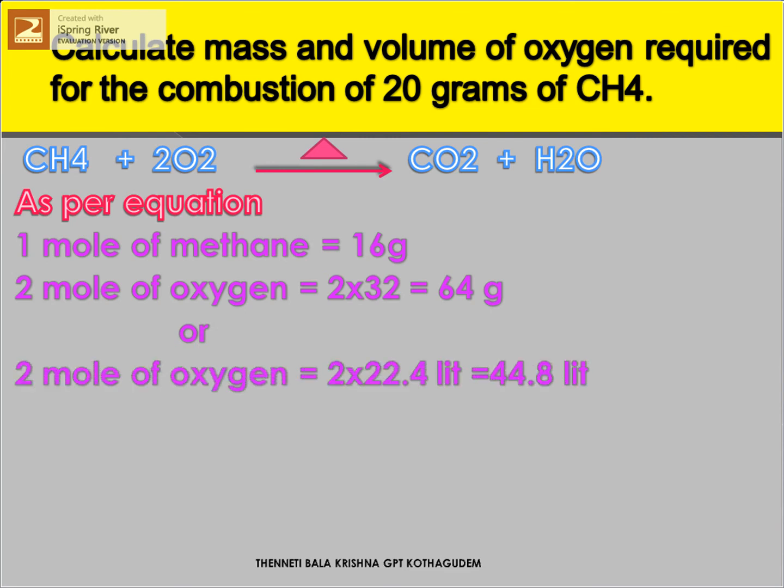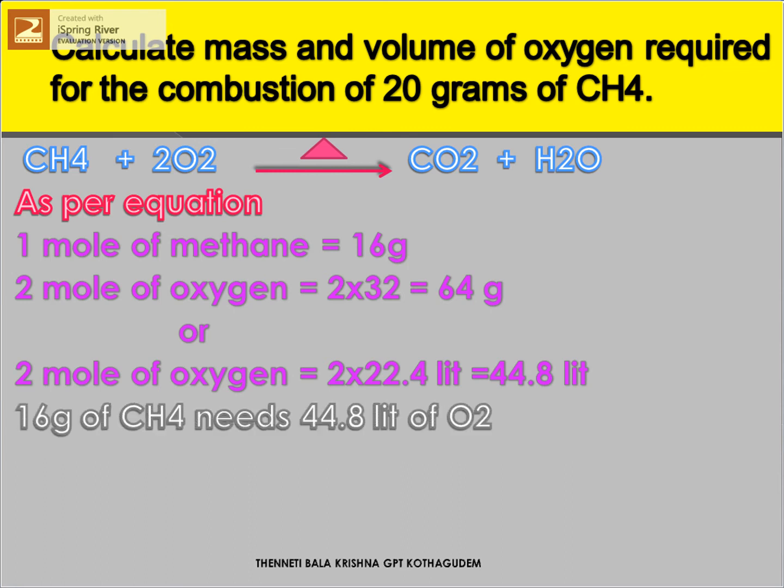Okay, right? Moles are converted into liters. Here it is volume. Our aim is to find out the volume. 1 mole is equal to 22.4 liters. So here the oxygen is 2 moles. 2 into 22.4 is 44.8 liters. So 16 grams of methane needs 44.8 liters.